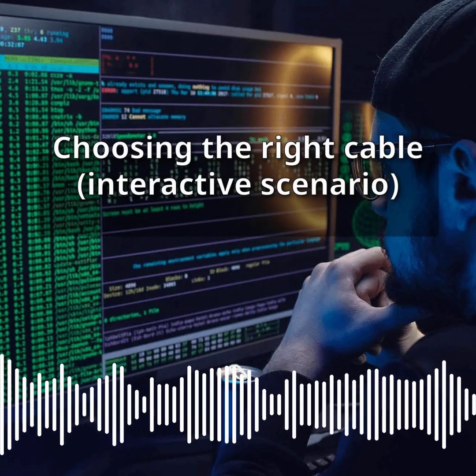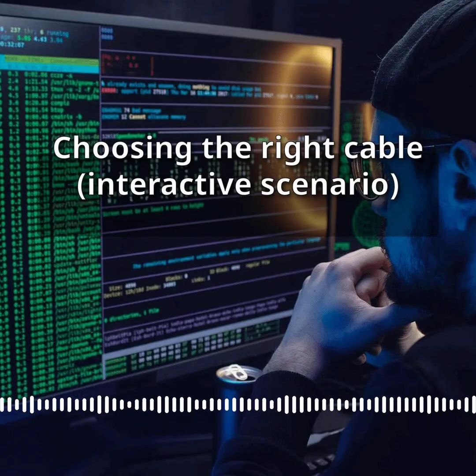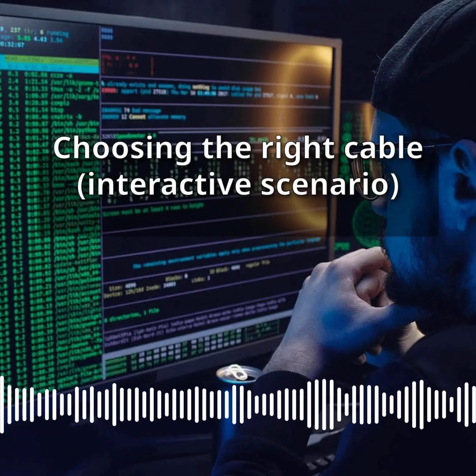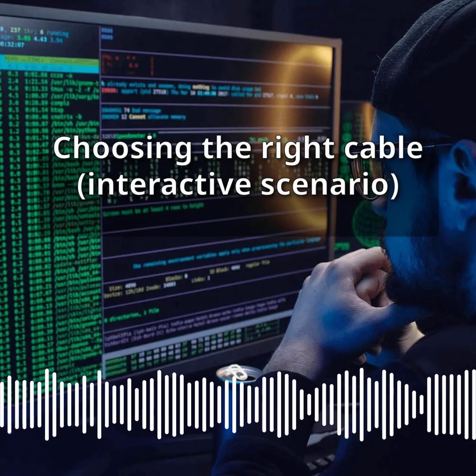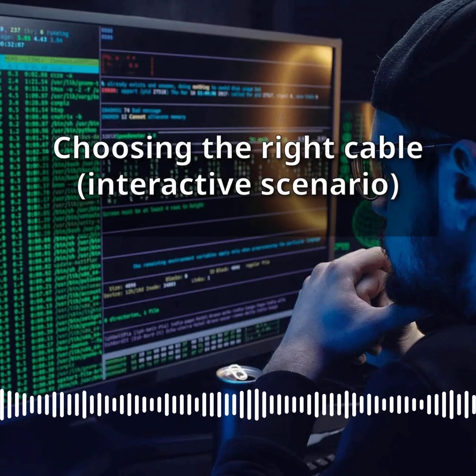Scenario 3. Data center spine leaf connection. You need to connect 2 top-of-rack switches within the same data center rack row. The distance is under 10 meters. Speed requirement is 100 gigabits per second.